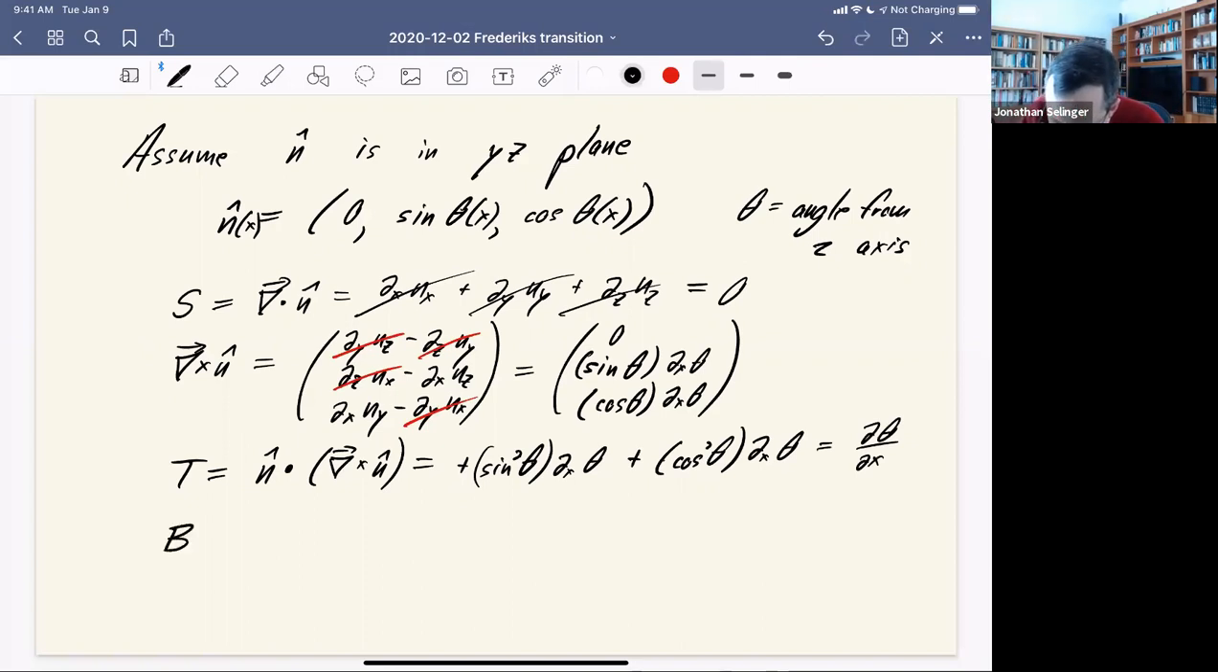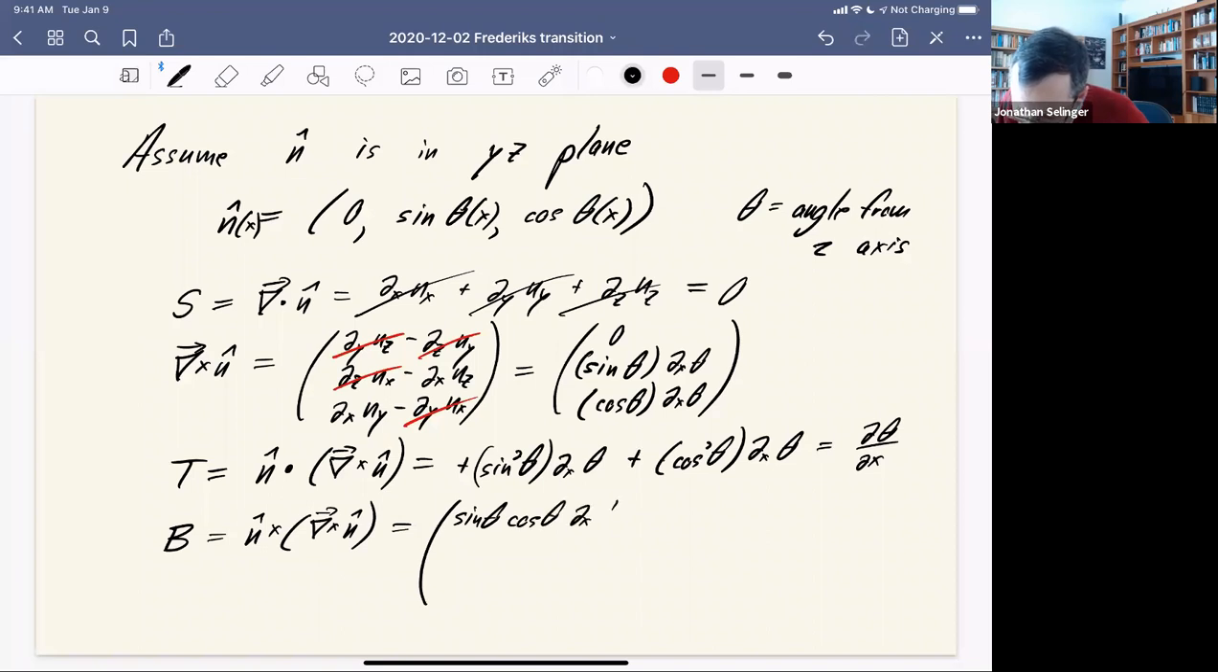What about the bend? Well, that's n cross del cross n. Okay, so, oh man, do I have to do this? Okay, it's the y component, so sine theta, times the z component, cos theta dx theta, minus the z component, cos theta, times the y component, sine theta dx theta. Oh, well, that's 0. Good.